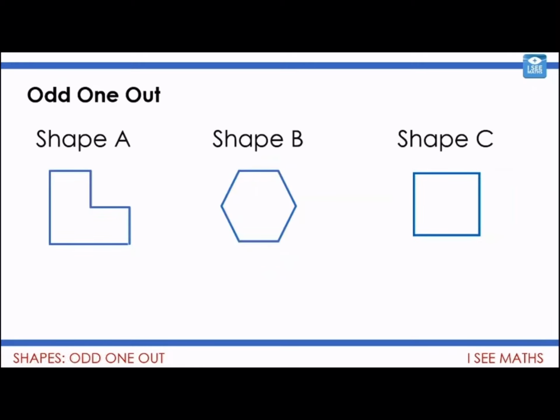Let's have a go at another challenge. How about this one? Shape A, shape B, and shape C. Which one's the odd one out? Could more than one be the odd one out? Pause the video.